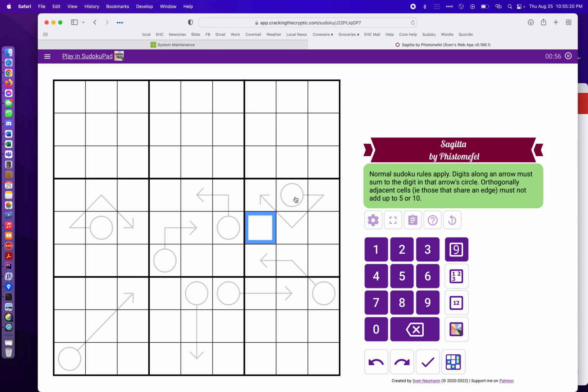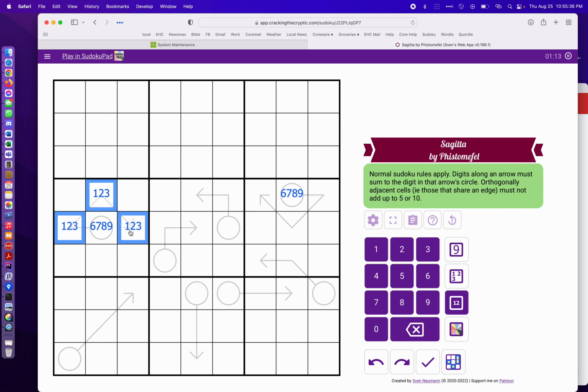So first thing I see is that these two circles have 3 squares all in the same box, so they have to be at least 6, because the minimum these 3 can be is 1, 2, and 3, which add up to 6. Then also notice that this borders on these.